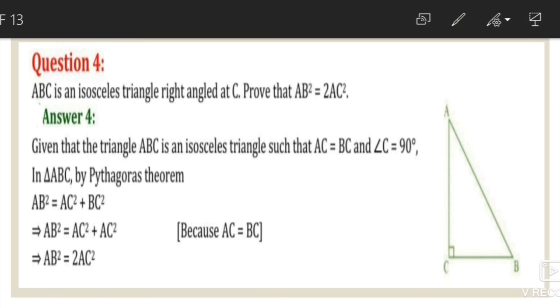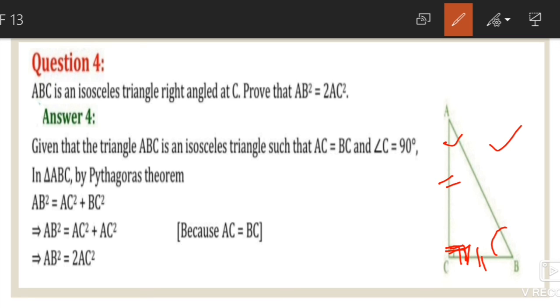Now question number 4. ABC is an isosceles triangle, right angled at the point C. Here is the right angle. You have to prove that AB square is equal to 2AC square. Now this ABC triangle is already given as an isosceles triangle, and this one is 90 degrees. You know that in an isosceles triangle, two sides are equal and two angles are also equal. If this one is 90 degrees, that means angle A and angle B will be equal to each other. That means AC will be equal to BC.